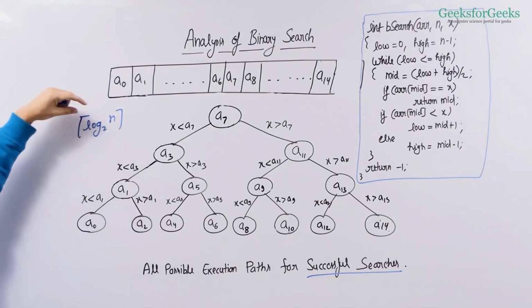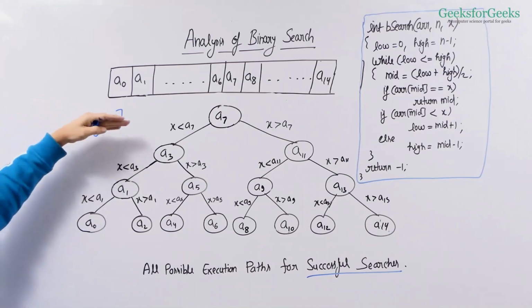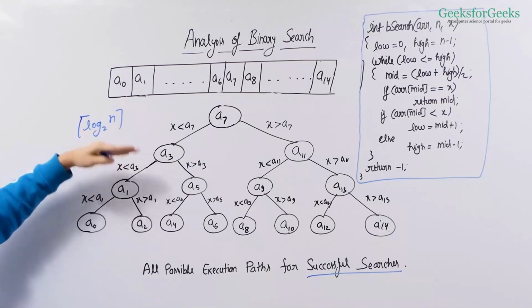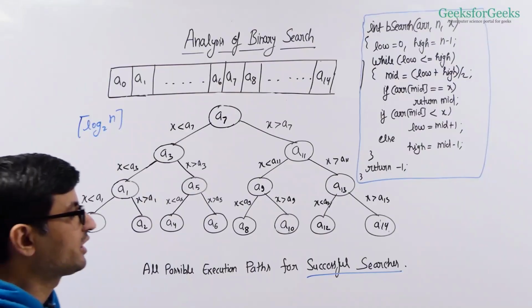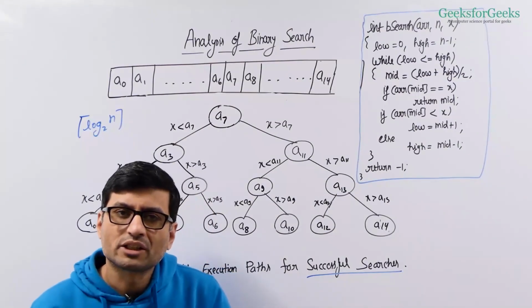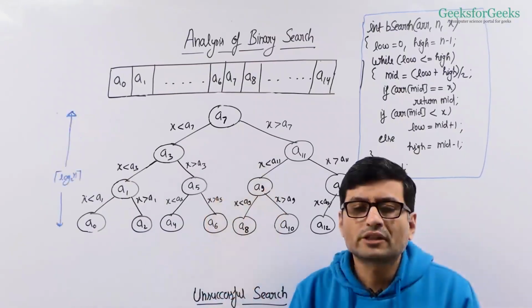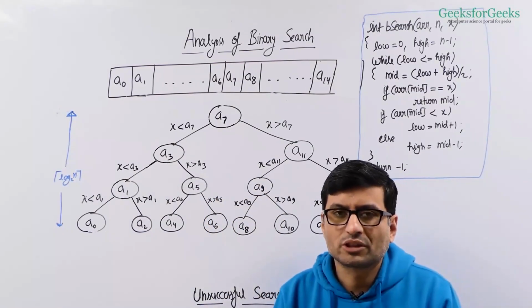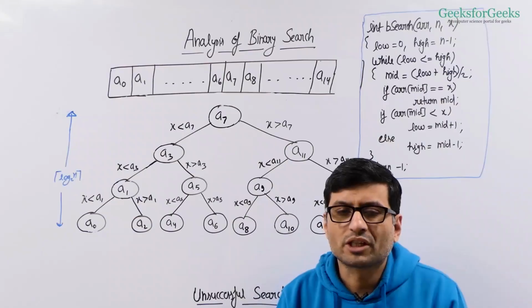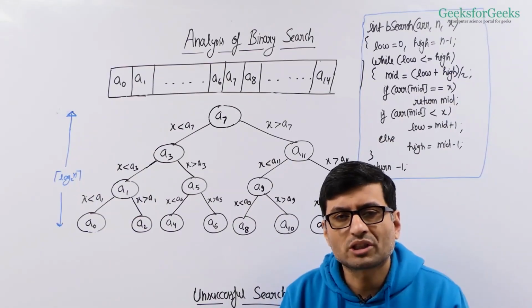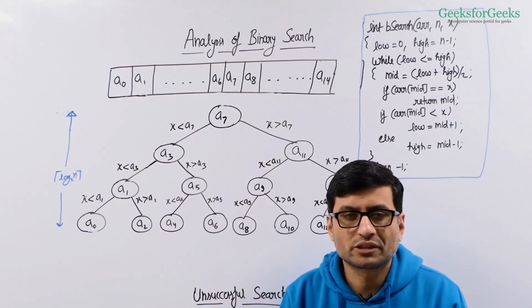So the height of this tree is order of log n, and we are going to do a maximum of height iterations. So that's how we can say the time complexity of binary search for a successful search is big O of log n. Let's now talk about unsuccessful search: searching for elements which are not present in the array. How much time does an unsuccessful search take?